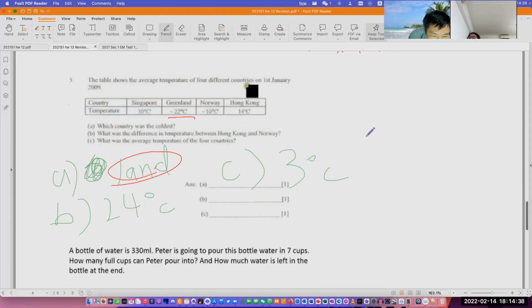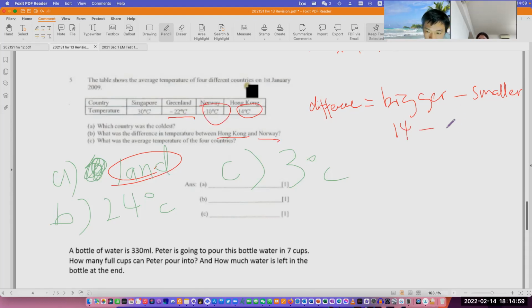Next, what was the difference? So how do you find the difference? The difference is equal to the bigger number minus the smaller number, or the bigger value minus the smaller value. In this case, between Hong Kong and Norway, 14 is bigger. Then you minus the Norway, so minus 10. You don't need to put a unit during the calculation.